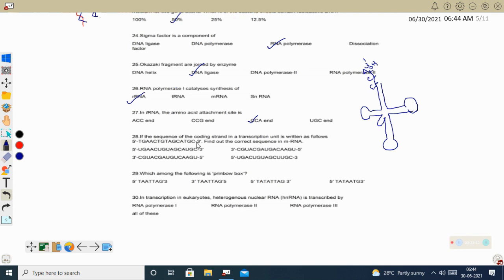Next question is, if the sequence of the coding strand in a transcription unit is written as follows: TGAACTGTAGCATGC, we have to find out the correct sequence of mRNA. We said this is the coding strand. We have studied that when transcription occurs, the coding strand is exactly similar to the RNA synthesized from it, but the only difference is that T is replaced by U. So to construct the mRNA from here, we can just make this T into U, and you can just convert this one to RNA.